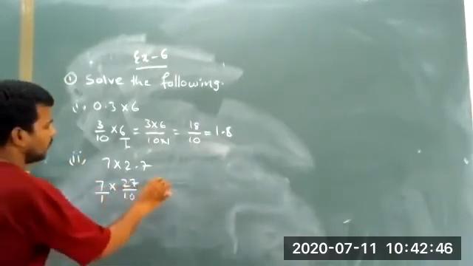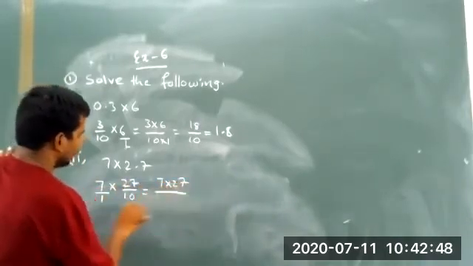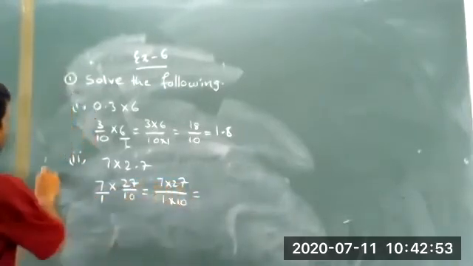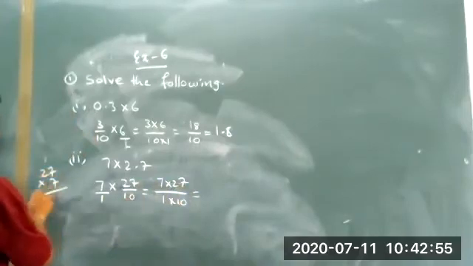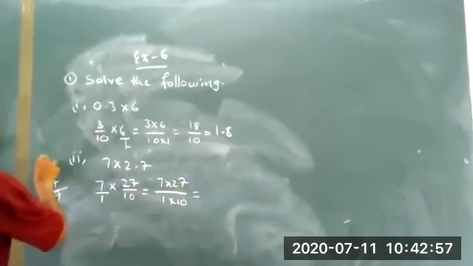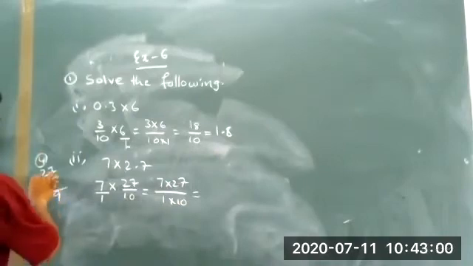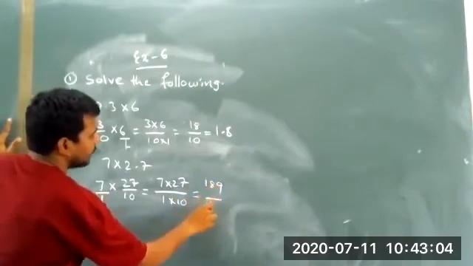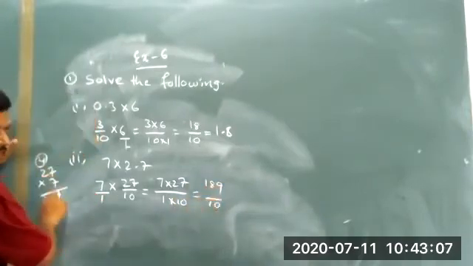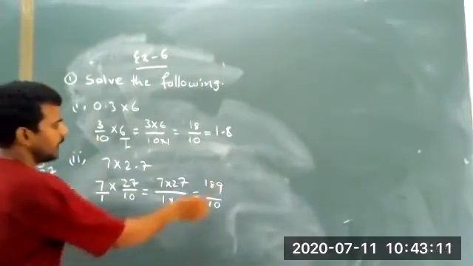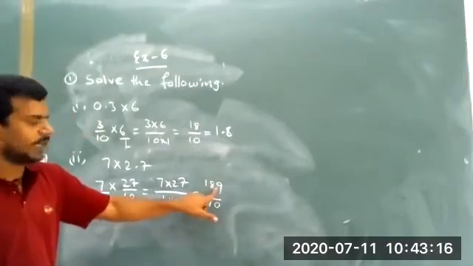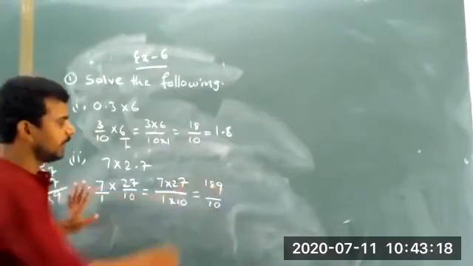Now numerator into numerator, denominator into denominator. So 27 sevens: 7 sevens are 49, 4 carry, 7 twos are 14 plus 4 is 18. So how much is that? 189 by 10. So where is the decimal point in 189? Here, one digit after 9, before 9.